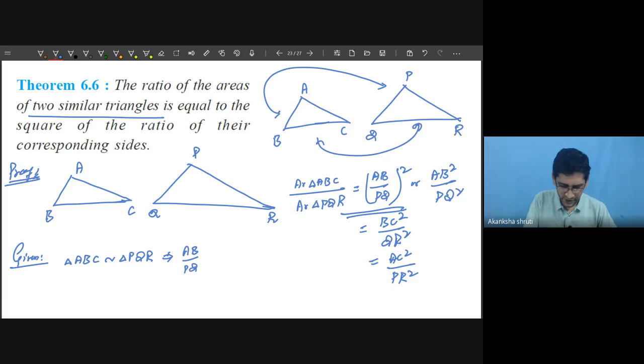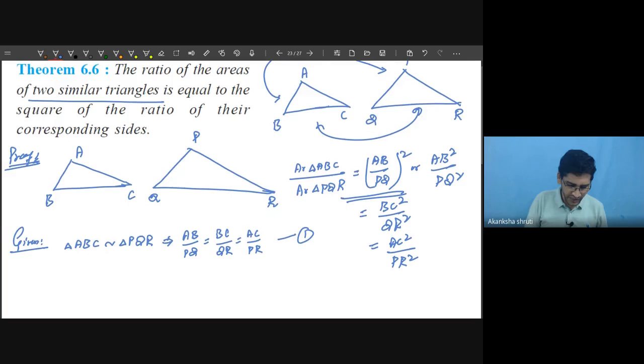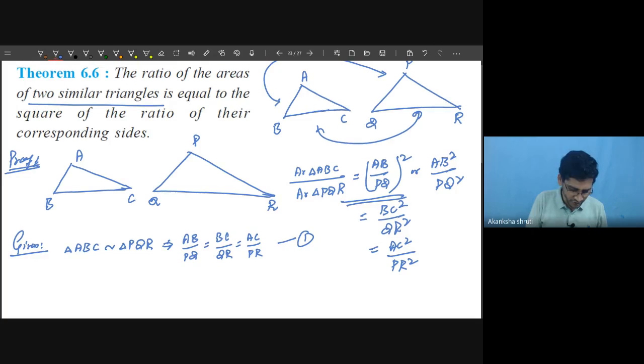AB by PQ is equal to BC by QR is equal to AC by PR. A student, wherever it is given, you can directly write this way. It is the correct way of writing. Many times our students hesitate. This is given as similar. Corresponding to this similarity, what is the conclusion that we can draw? I have written it here. It is the good way of writing. It is one thing. What is required to prove?